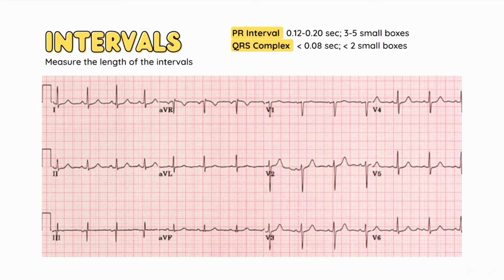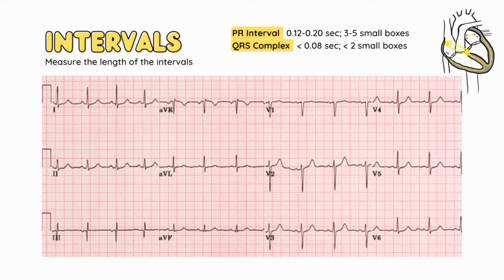The QRS interval should last no longer than 80 milliseconds, or 0.08 seconds, which is 2 small boxes. A wide QRS complex suggests that the ventricular contraction is not initiated by the SA node relaying to the AV node, but rather the AV node firing independently.